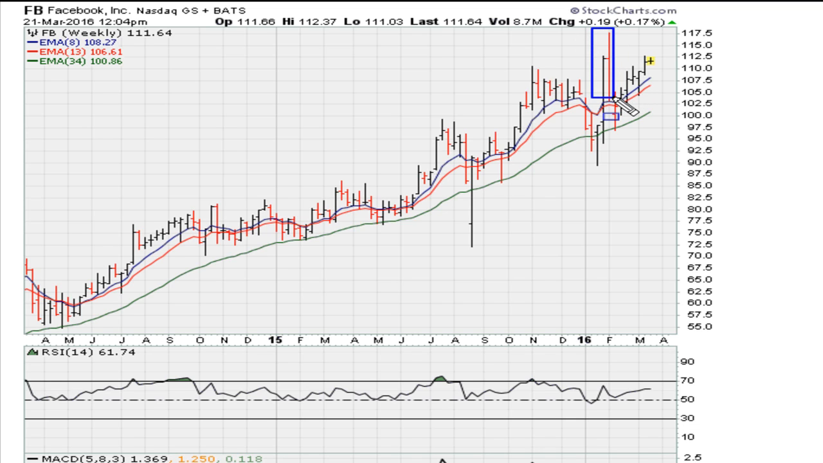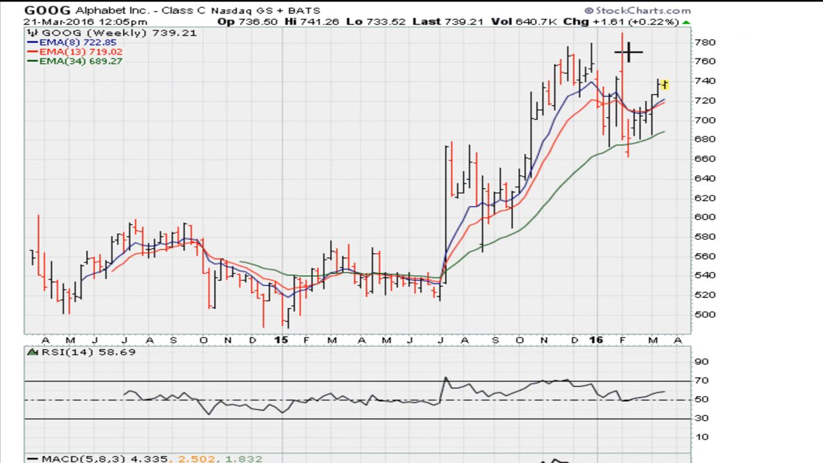Strong move one week and followed by a strong move down the next week. So we're going to take a look at that. Obviously, we can see that this was a trap because the stock hasn't been back to those levels. And at the same time, same period, we can see here that Google has the same look and feel. Nice spike here one week and followed by a sharp reversal the next. So we can clearly see that on the weekly chart, this was a trap.